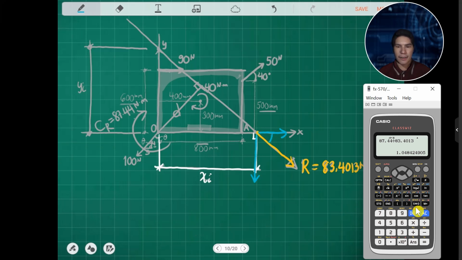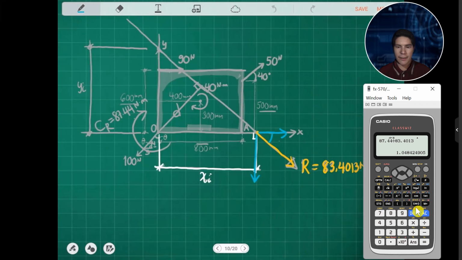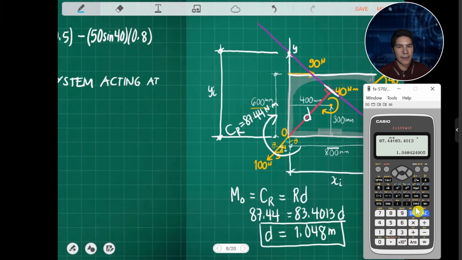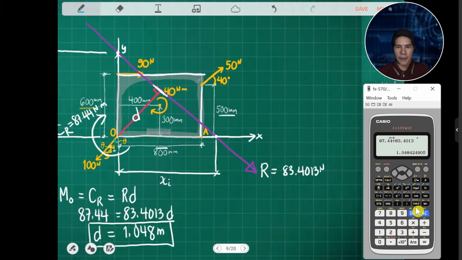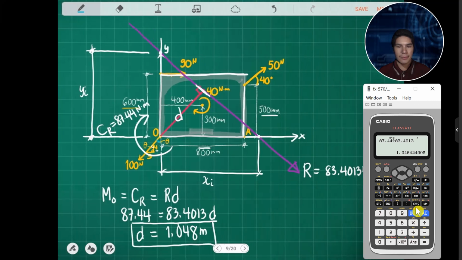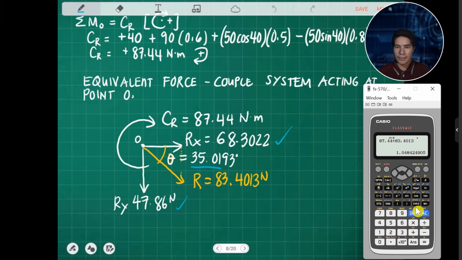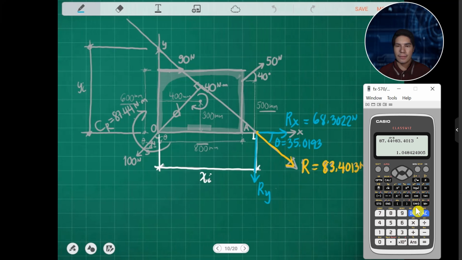Here we have its angle. The angle we computed earlier is 35.0193, and this is also 35.0193. Oh, these are already the Rx and Ry. We already have Rx and Ry, so just use those. So for the Rx, we have 68.3022 Newton, and for the Ry, we have 47.86 Newton.